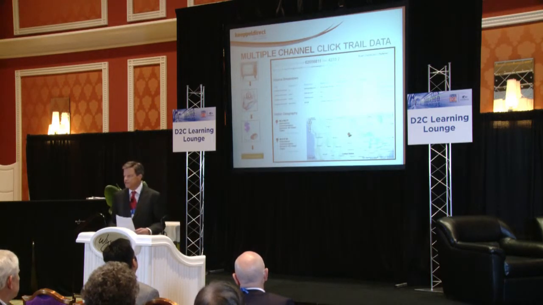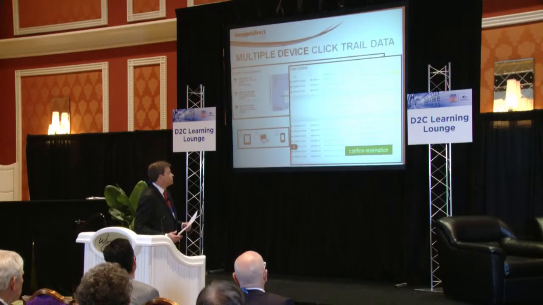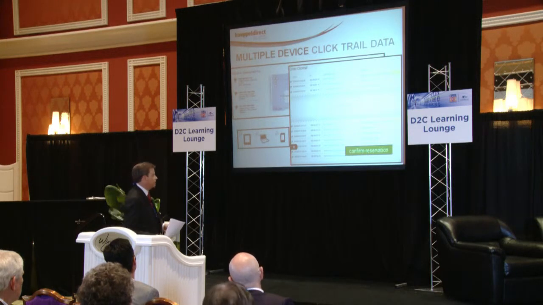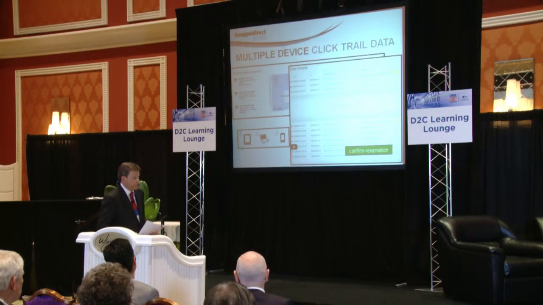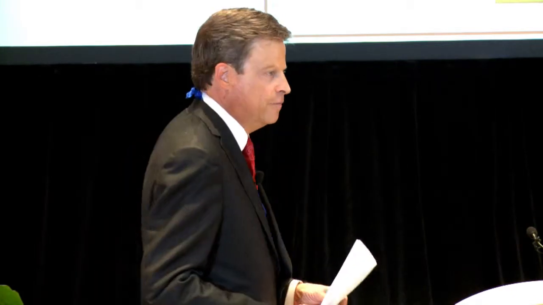It also provides you with multi-channel click trail data. What that means is, if someone sees a TV spot and then receives, say, some emails, and then subsequently clicks on a branded search term and then confirms a reservation, it will show you that entire process. It also has the ability to look at the click trail data of multiple devices. So if someone comes in through a tablet, a smartphone, a laptop, it's going to pull in that information, so you're going to know the source of where they came from.